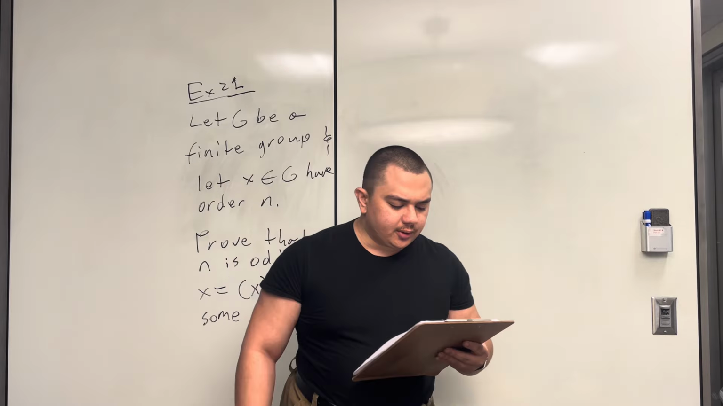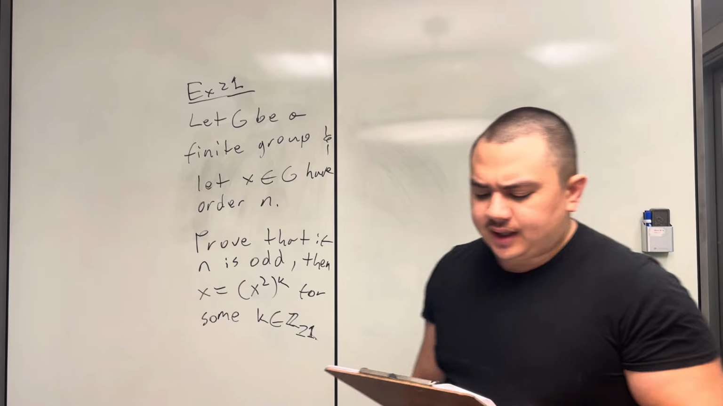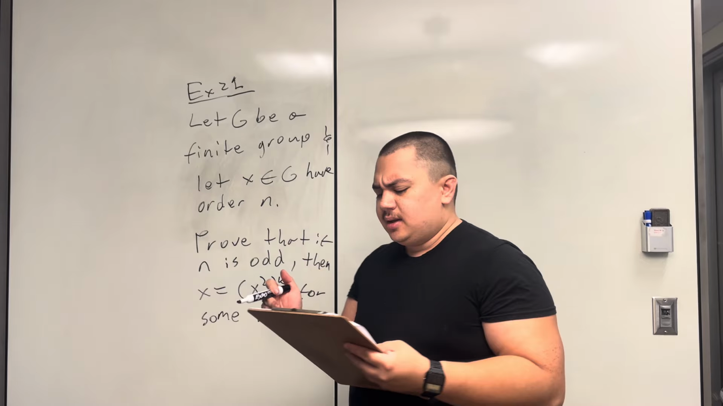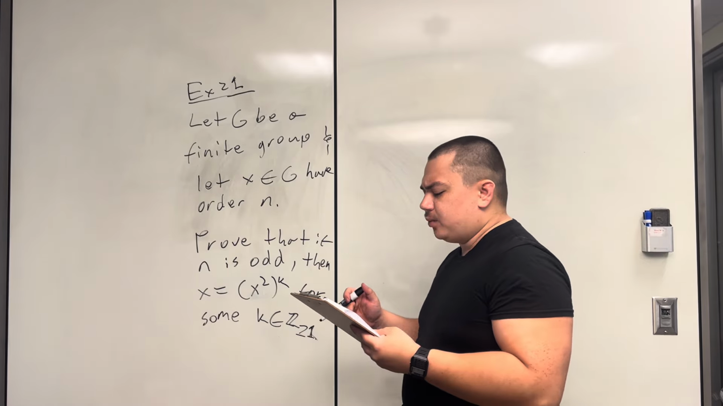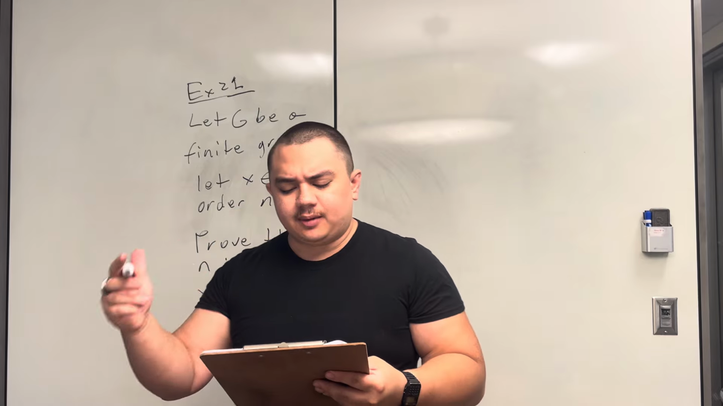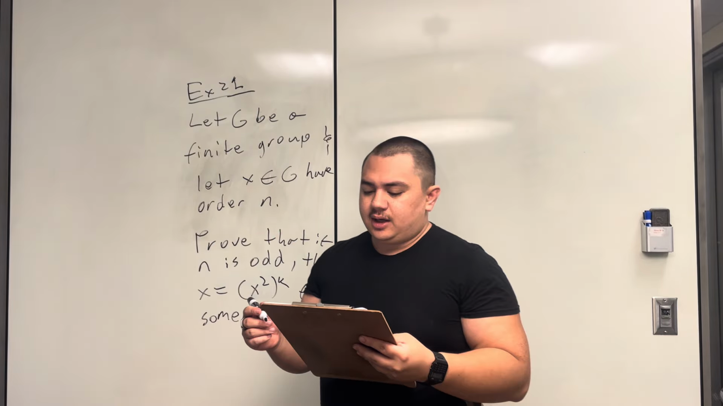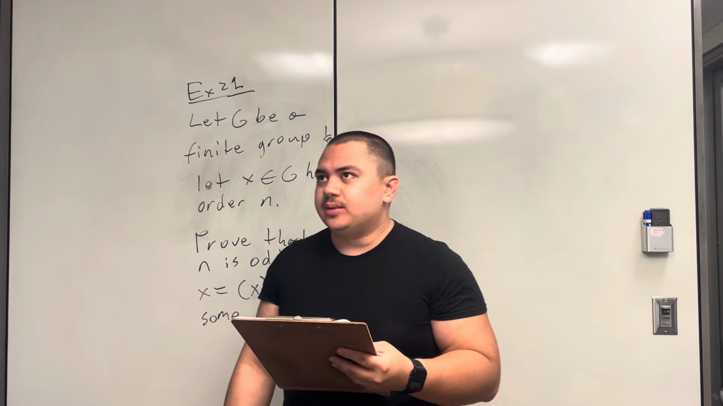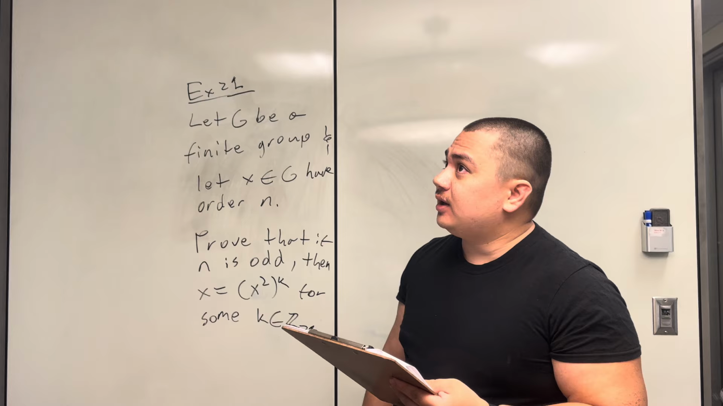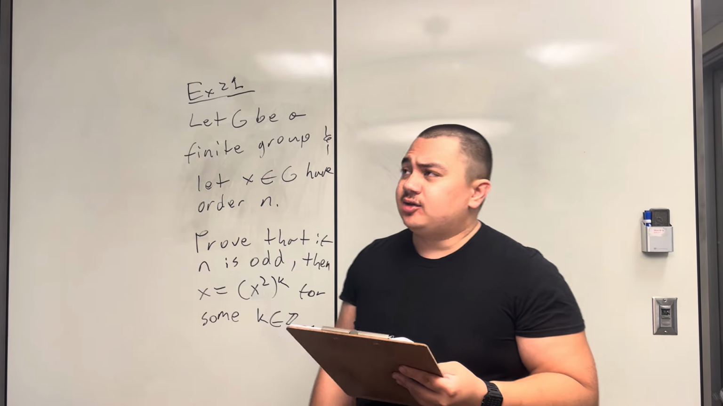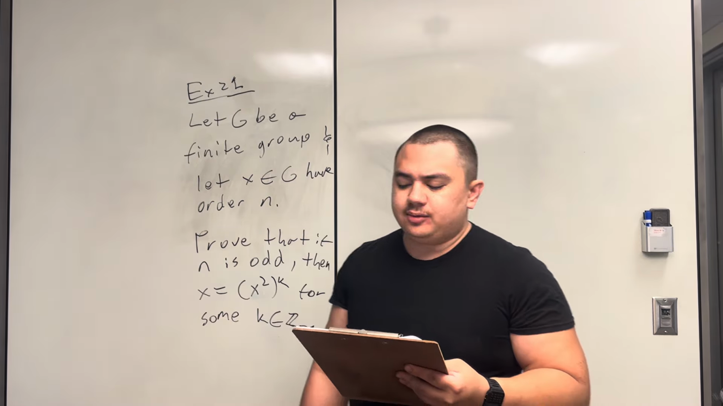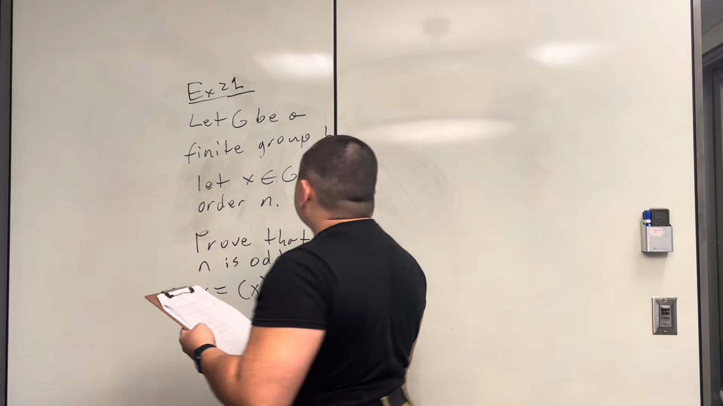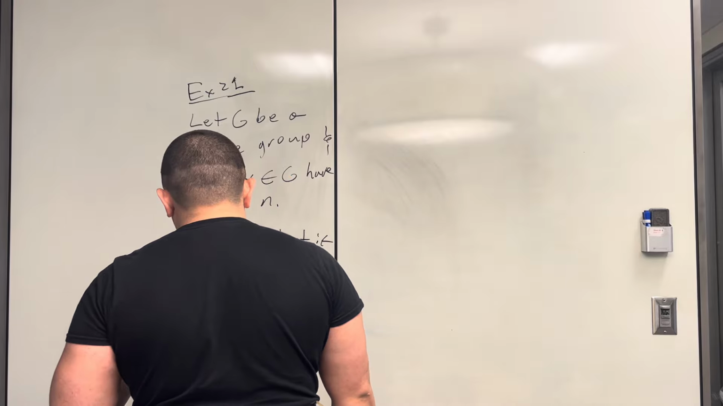Intuitively, if the order of x is equal to n and n is odd, then n is equal to 2k minus 1 for some k. Since x to the n is equal to 1, multiplying by x pushes the exponent up by 1, so x to the 2k minus 1 times x is equal to x to the 2k, which is equal to x. But x to the 2k is equal to (x squared) to the power k. So x is equal to (x squared) to the k.